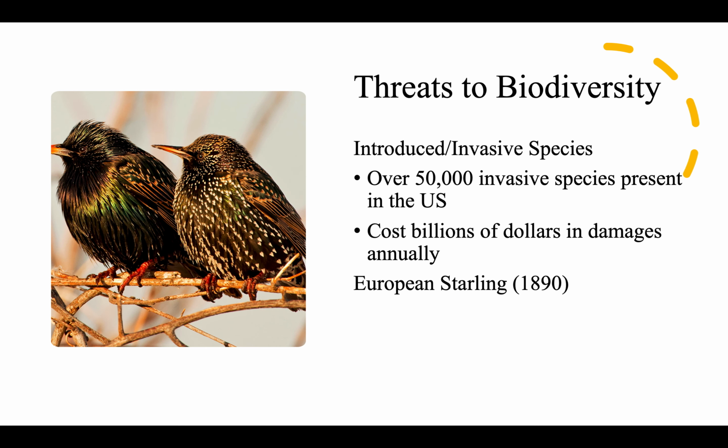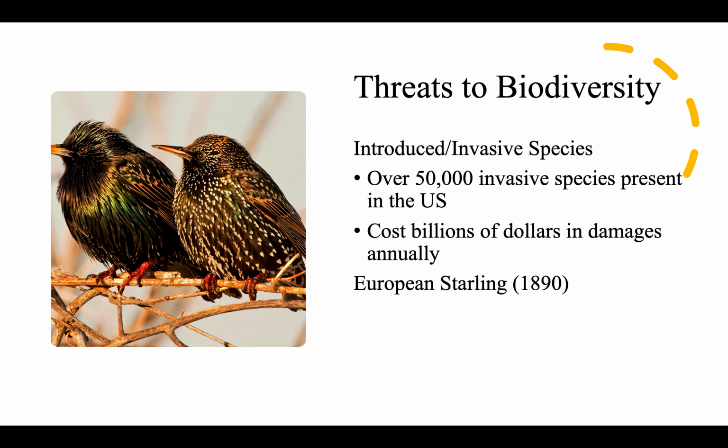So introduced and invasive species are another threat to biodiversity, as we talked about previously. There are over 50,000 invasive species present in the United States. It costs billions of dollars annually to deal with the damages caused by these species. And so here's just an example. Here is the European starling, which was introduced in New York City in 1890. They were established in Central Park.